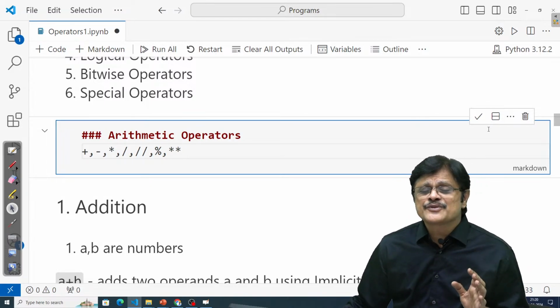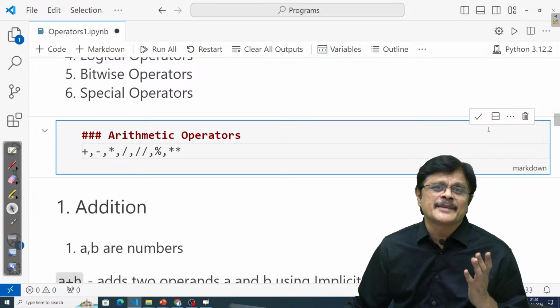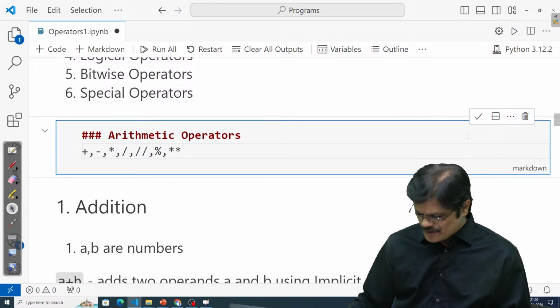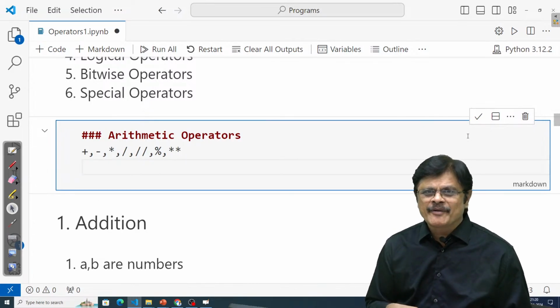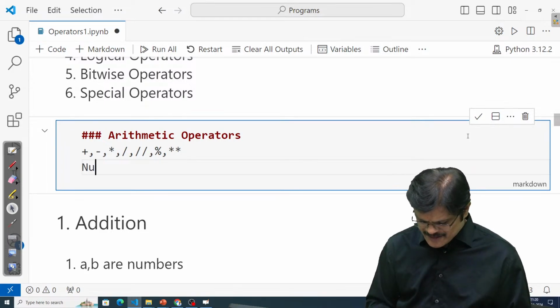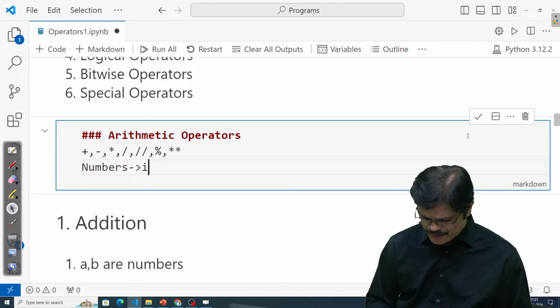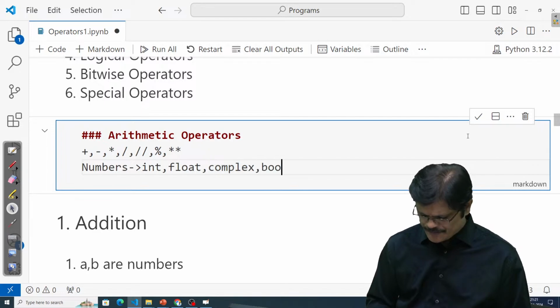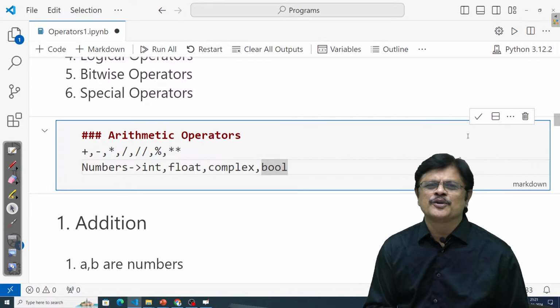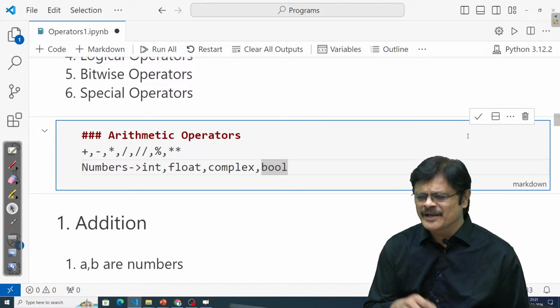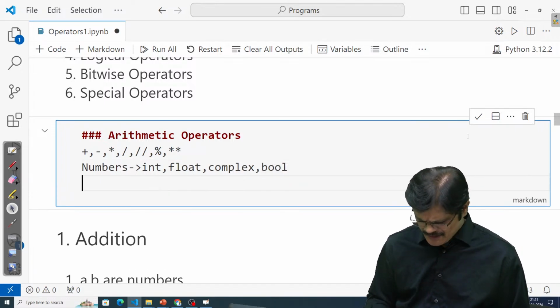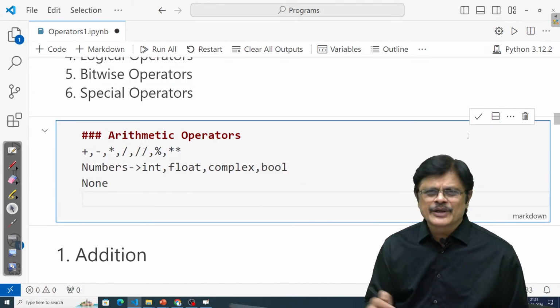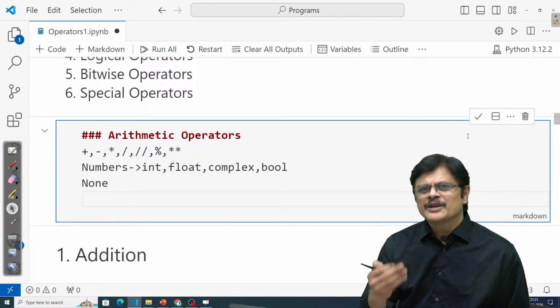See, my dear friends, we discussed a total of 14 types of data types. What types of data types do we have, my dear friends? We have numbers. What are the numbers we have? We have numbers like int, float, complex and bool. Of course there is one more scalar data type which is called None, which we rarely use here, but please note that.